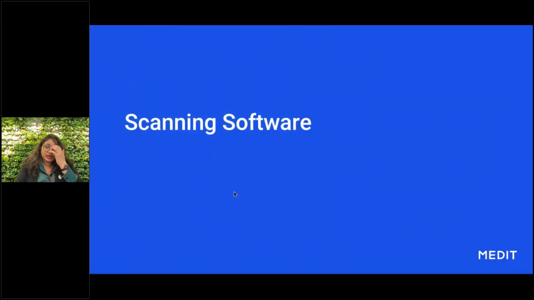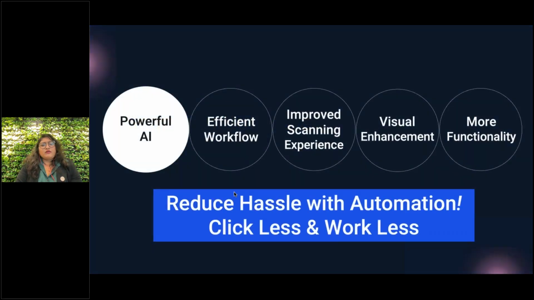We begin by covering the updates in the scanning software first. For better segregation and understanding, we introduce them in 5 key points. The first key point is the powerful AI. Here, we try to reduce hassle with automation so that you can click less and work less.